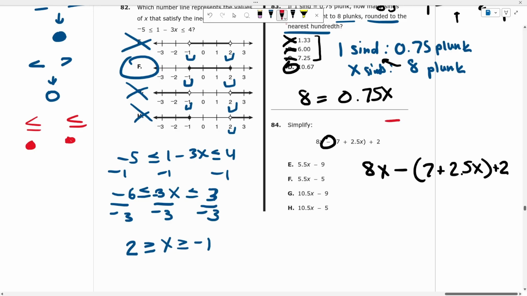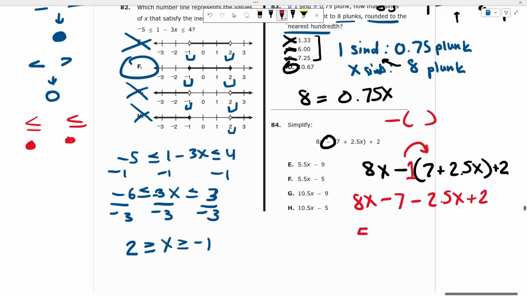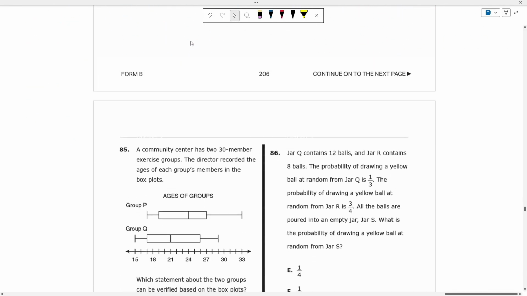Whenever you have a minus in front of a parentheses, there is always going to be an imaginary negative 1 in front of there, which means that in order for me to simplify this, I then need to distribute this negative 1 here. So negative 1 times positive 7 is negative 7. And negative 1 times 2.5x is going to be negative 2.5x. Okay, so 8x minus 2.5x is going to be 5.5x. And negative 7 plus 2 is going to be negative 5. So the correct answer here for 84 would be F.